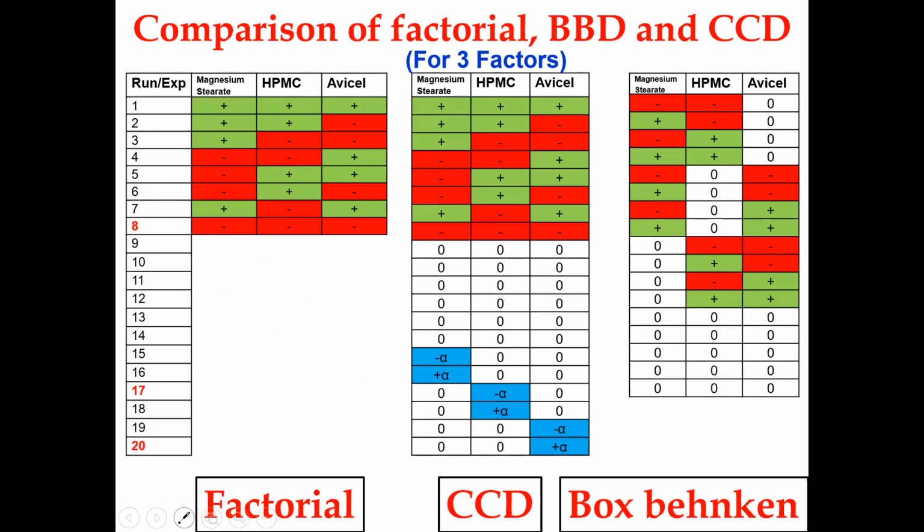if you take factorial design, central composite design, or Box-Behnken design, we will get a different number of trials, a different number of batches to do the experiments, a different number of formulations. For the factorial designs, we'll get 8 experiments with the 3 factors. Similarly, for central composite design, we'll get 20 experiments. For the Box-Behnken design, we'll get 17 experiments.